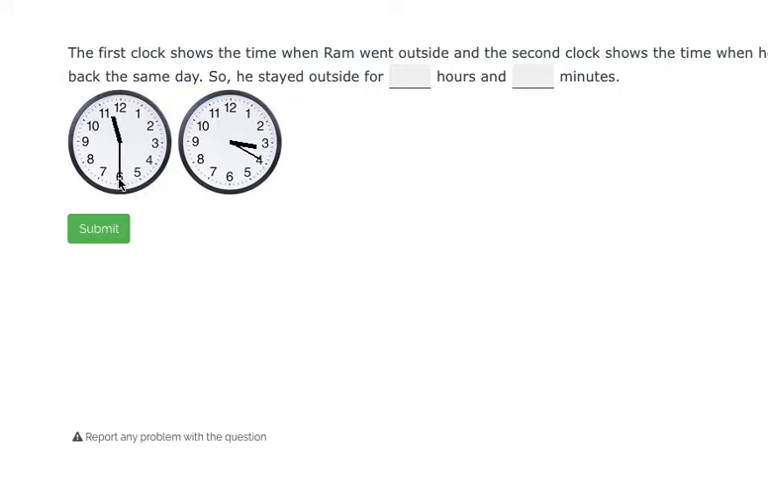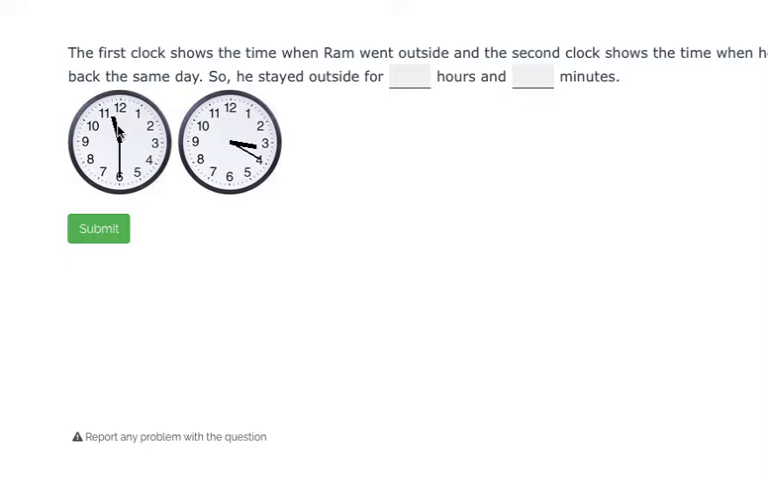And for the minutes, you multiply the number by 5. So 6 times 5 is equal to 30. So it's 11:30. Now let's see the second time. It is 3:20.